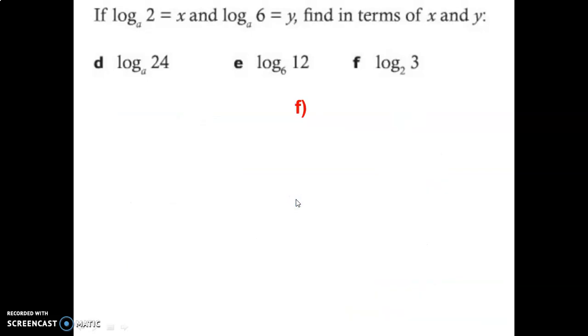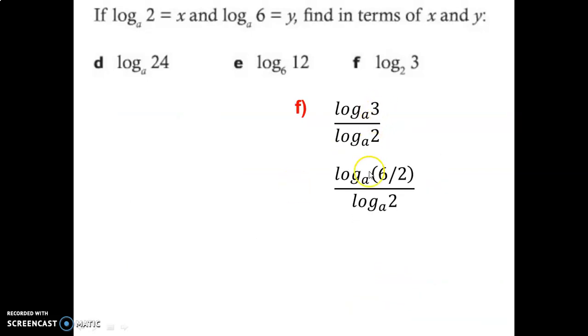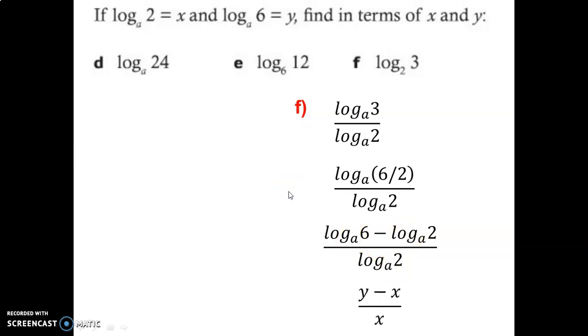And finally, try F. In this case, I need change of base. I notice that 3 is 6 divided by 2. Division turns into subtraction of logs, and then those match the 3 we have, so y minus x over x.